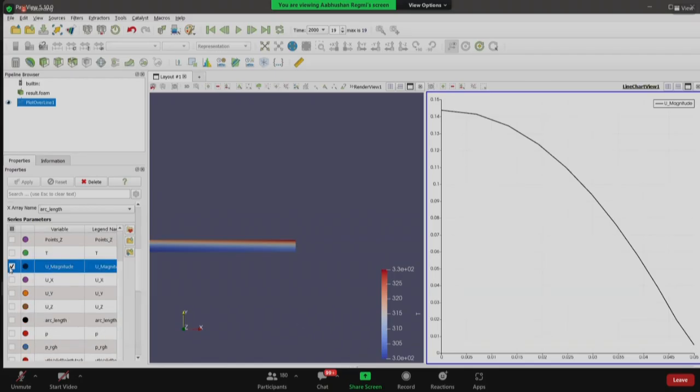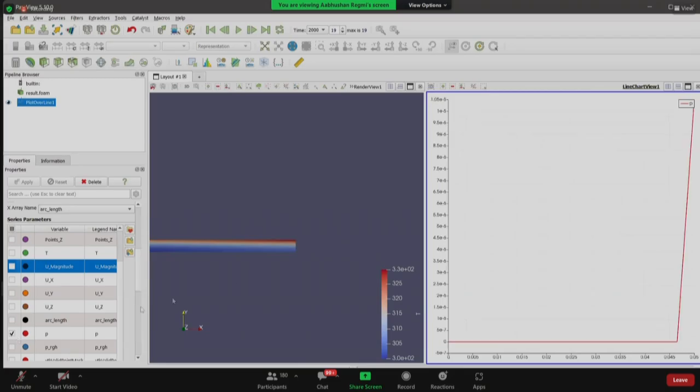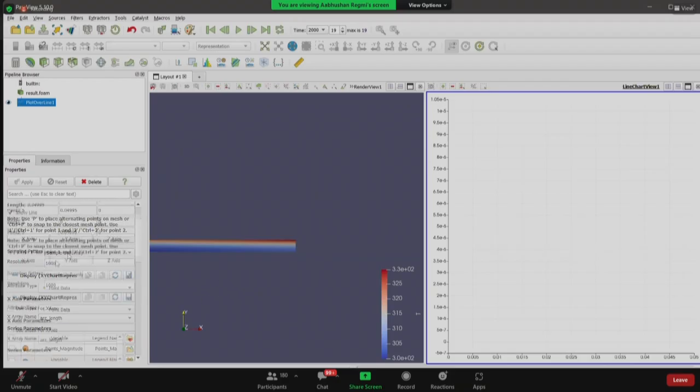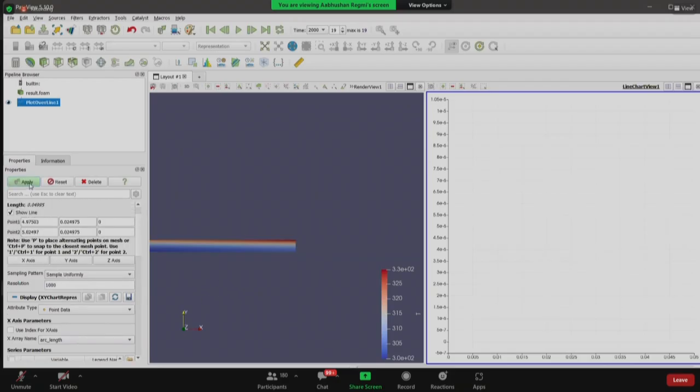Now let's see pressure. Seeing pressure doesn't make much sense in this direction. It would make sense if you were to see it in this Z direction. Sorry, in this case it is the X direction. So I'm just going to click on X and click on apply.